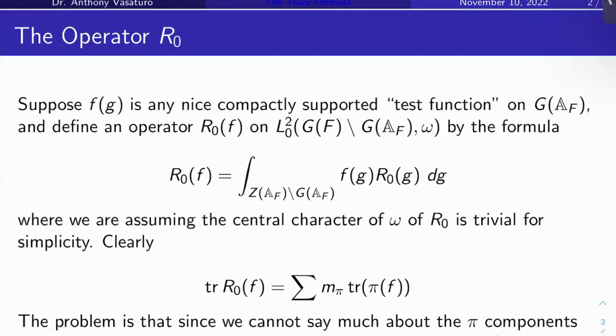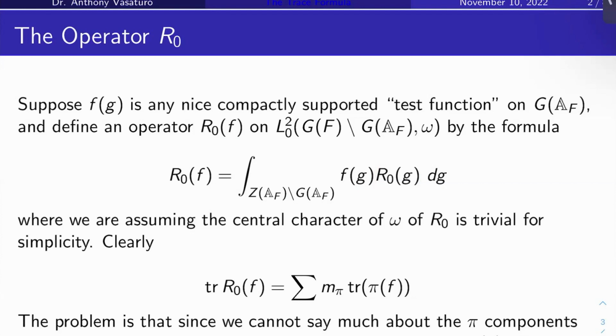So let's make an operator that's also called R0 in the following way. Take f of G to be some sufficiently nice, compactly supported, what we'll call test function on G of the adeles of F. F is our number field. And let's define an operator R0 of f on this L2 space by the following formula. R0 of f will be the integral over the orbit space Z(A_F) slash G(A_F), where Z(A_F) is the center, of f of G R0 of G dG, okay? Where R0 of G here refers to the original definition of R0 above.